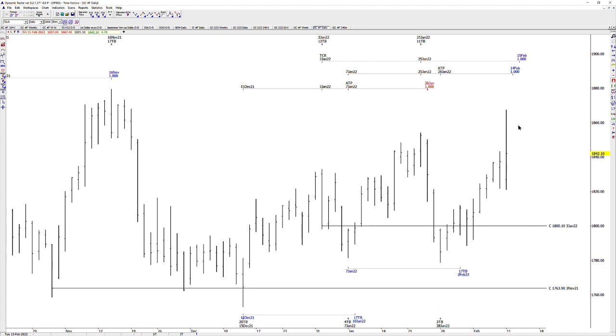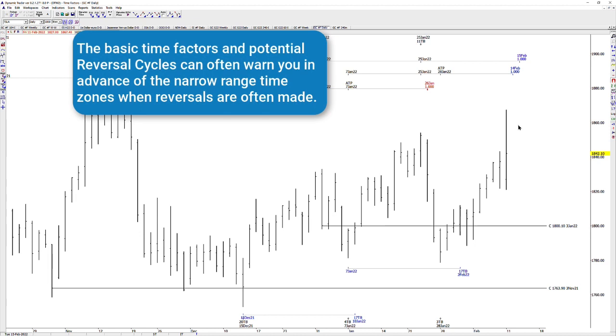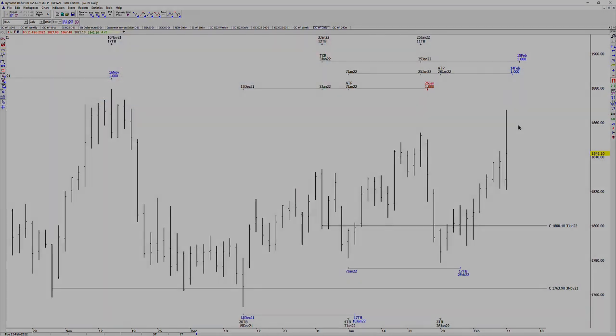So I think you can see how looking at just some simple high to highs, low to highs, and alternate time projections, looking to see if there has been a fairly narrow range reversal cycle in the recent data, all of those can help us to identify time targets with a high probability of making reversals.